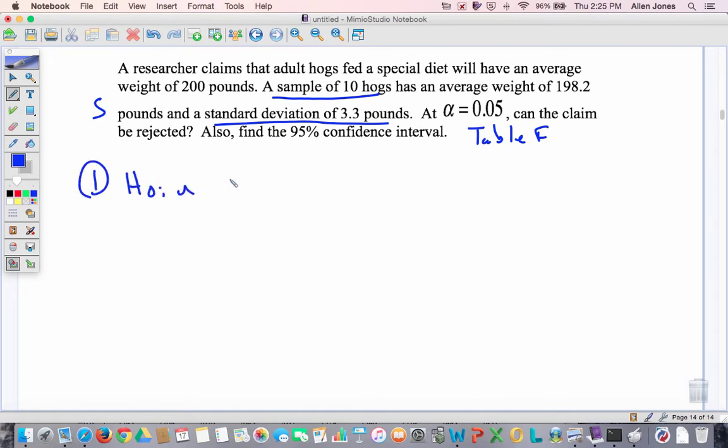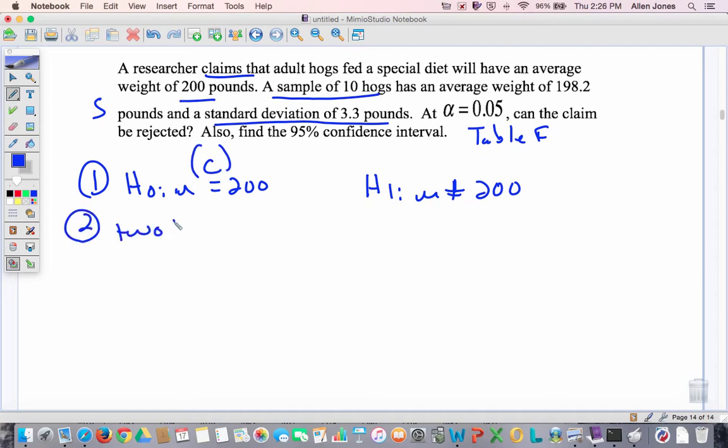So step number 1, we're working with our mean of 200 pounds. Our mean of 200 pounds will have a weight of 200, so equal to and not equal to. Read back through here. Researcher claims that adult hogs will have an average weight, so here is our claim. It's again a two-tailed test, which actually winds up giving us a shortcut that I'll talk about here in just a second. Degrees of freedom are 9. So I'll put our two tails on here and shade.